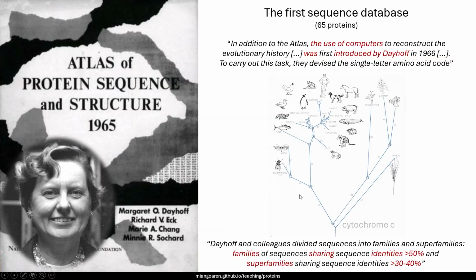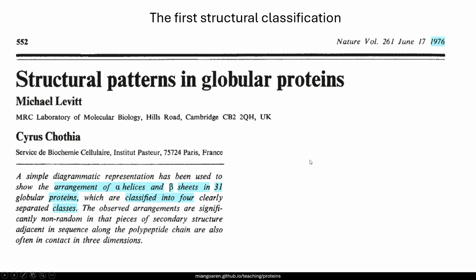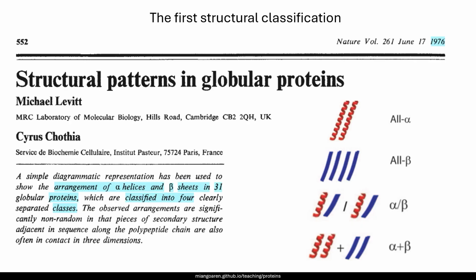And until then, consider that this was in 1965. It was not until 1976, almost 20 years later, that the first structural classification of proteins appeared. Until then, returning to the first works carried out by John Kendrew and Max Perutz, we would only have managed to compile around 31 protein structures. And so in this work, done by Michael Levitt and Cyrus Chothia, when analyzing these approximately 30 protein structures, they managed to classify, let's say, this structural universe into 4 large categories.